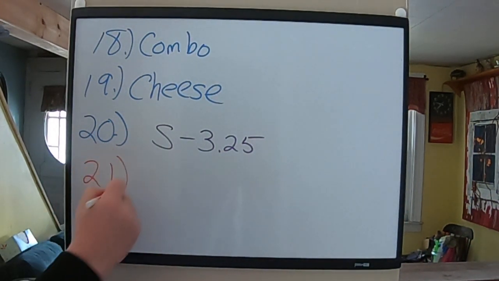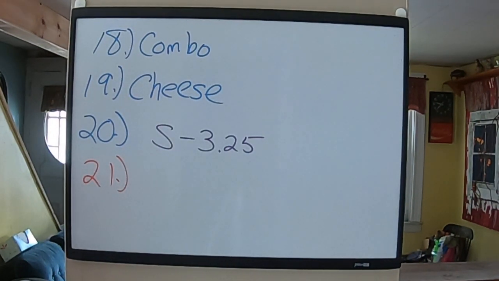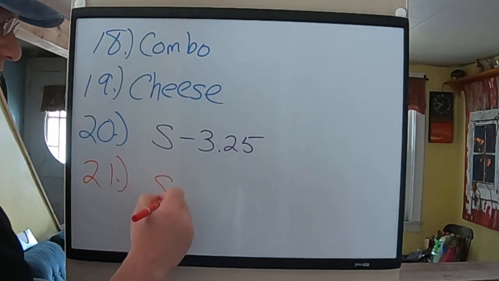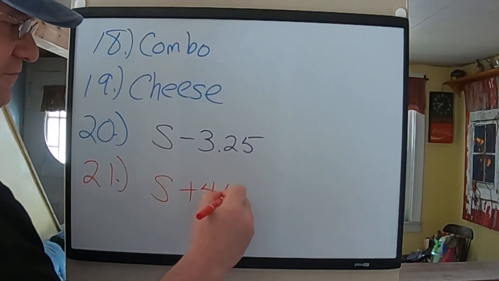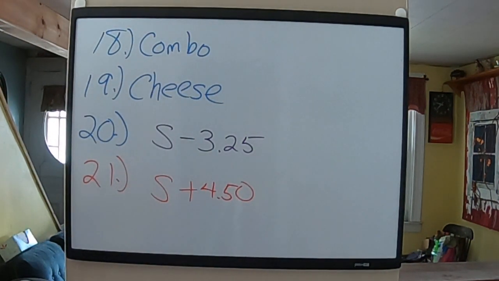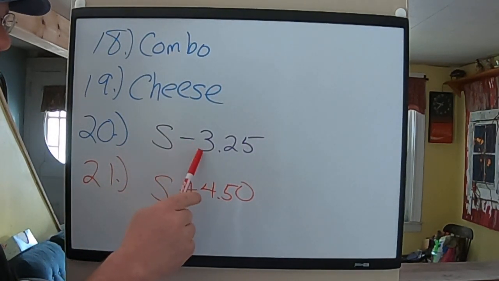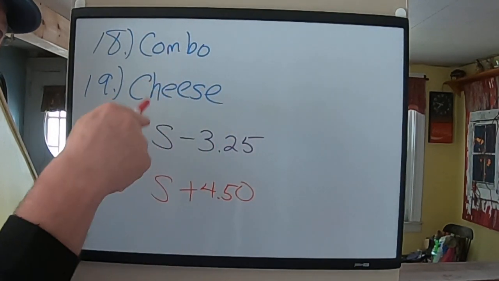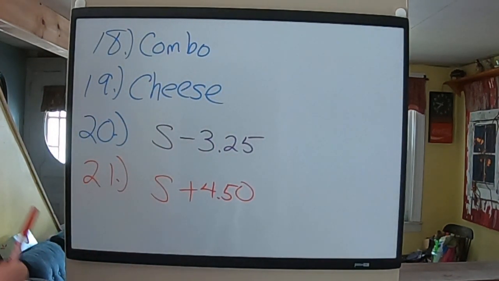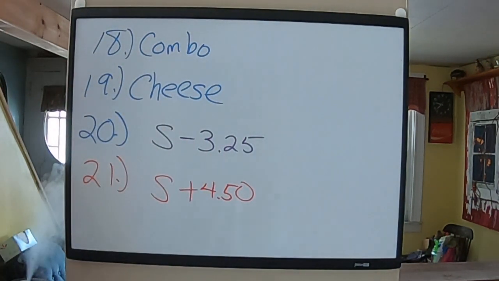In number 21, the price of the combination pizza in terms of sausage S is S plus $4.50, because it said that the sausage pizza, in this one, the sausage pizza is more by $3.25. That means the cheese pizza is less by $3.25. The combo pizza is more by $4.50 than what? Than the sausage. So sausage plus $4.50 would give you the price of the combo. Sausage minus $3.25 is the price of the cheese pizza.